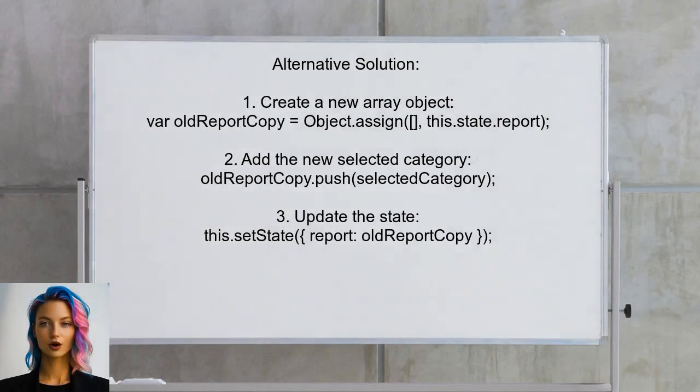An alternative solution provided by another user suggests modifying your state management. They recommend creating a new array object from your existing state using Object.assign. Then, you can add your new selected category to this array using the push method. Finally, set this updated array back to the state.